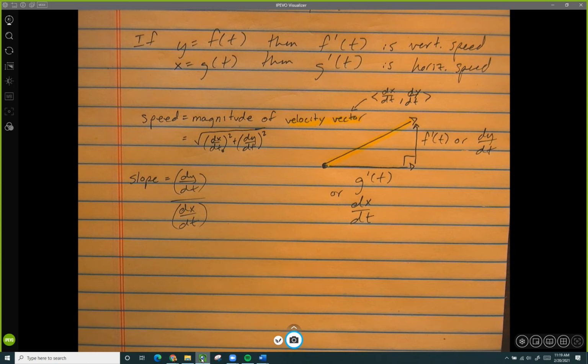Regular functions are parametric if you just let t equal x, technically.